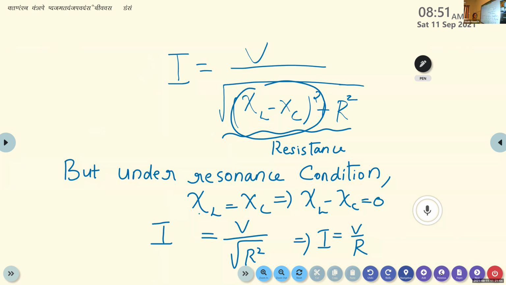So under resonance condition, X_L is equal to X_C, or X_L minus X_C is equal to 0. So the first term cancels. We can say in the denominator, it contains the resistance offered only by the resistor. The resistance offered by the inductor and capacitor cancels. It offers a maximum current. So here we can write I maximum. Under the resonance condition, the current becomes maximum because the resistance offered by inductor and capacitor becomes equal. We can write I max is equal to V by R.